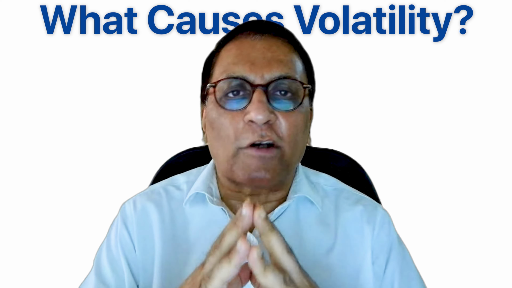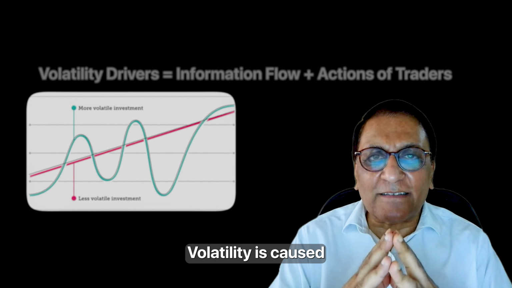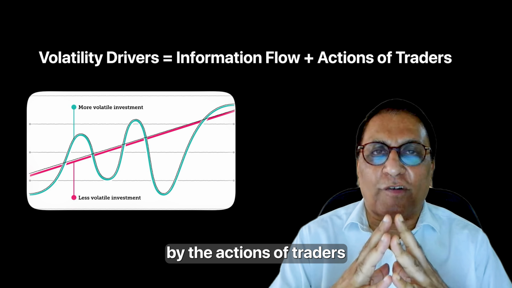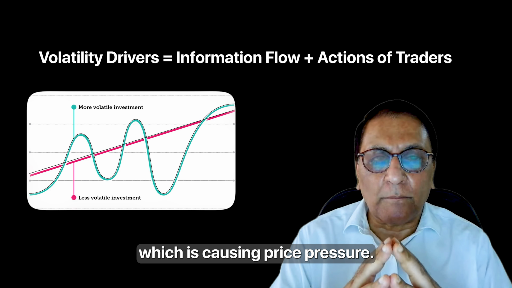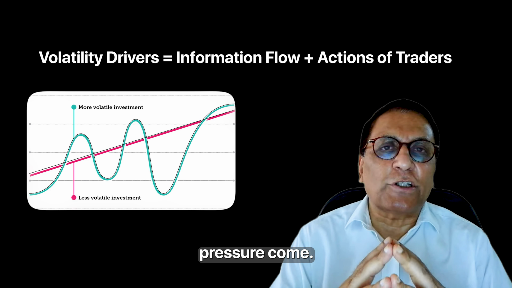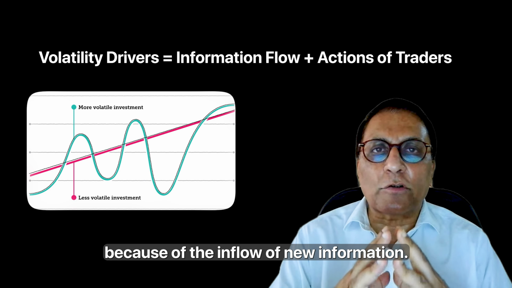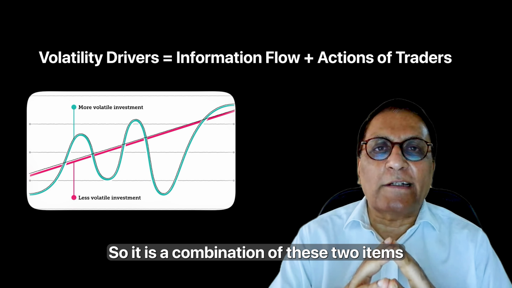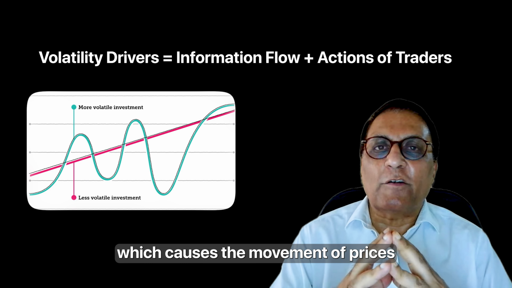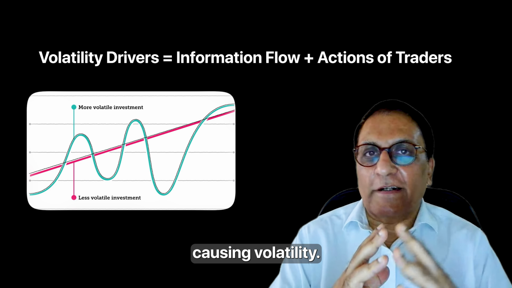What causes volatility? Volatility is caused by the actions of traders, the demand and supply, which is causing price pressure. And why and how does this price pressure come? It comes because of the inflow of new information. So it is a combination of these two items which causes the movement of prices, causing volatility.